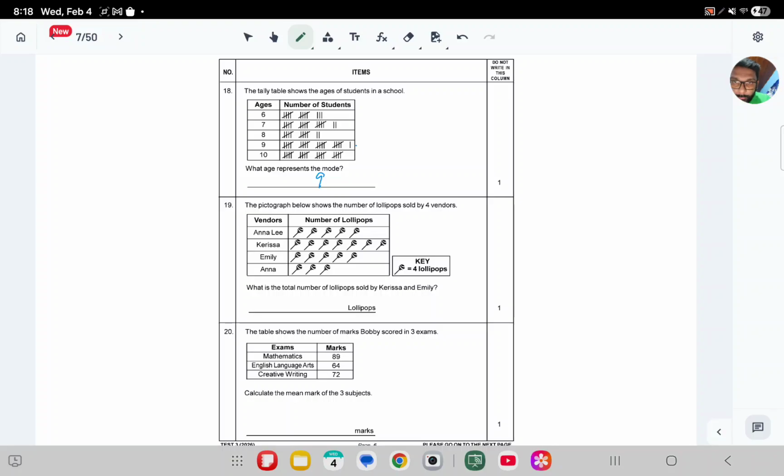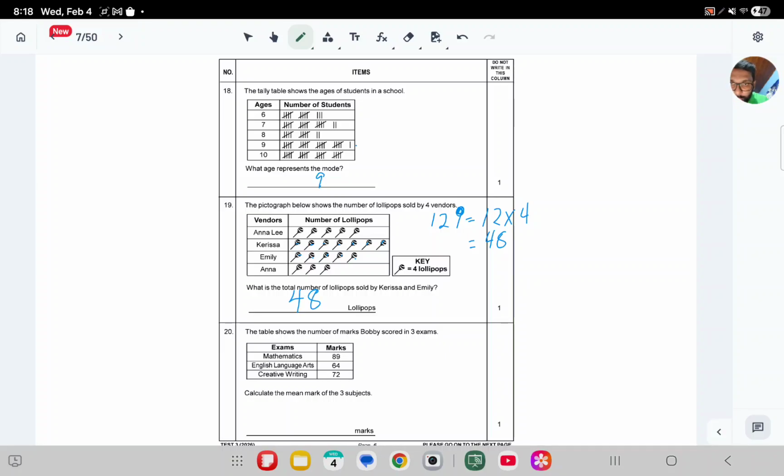All right, the pictograph below shows the number of lollipops sold by 4 vendors. What is the total number of lollipops sold by Carissa and Emily? So Carissa is 1, 2, 3, 4, 5, 6, 7, 8, 9, 10, 11, 12. So it's 12 graphics, and one graphic here represents 4, so it'll be 12 multiplied by 4, which is equal to 48.